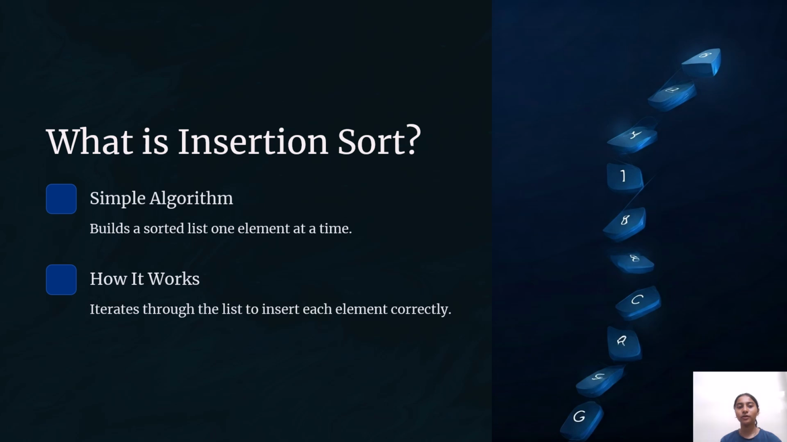Now we will see what insertion sort is. Insertion sort is a simple algorithm that builds a sorted list one element at a time. Insertion sort is a comparison based sorting algorithm that builds the final sorted array one item at a time. So how does it work? It iterates through the list to insert each element correctly.